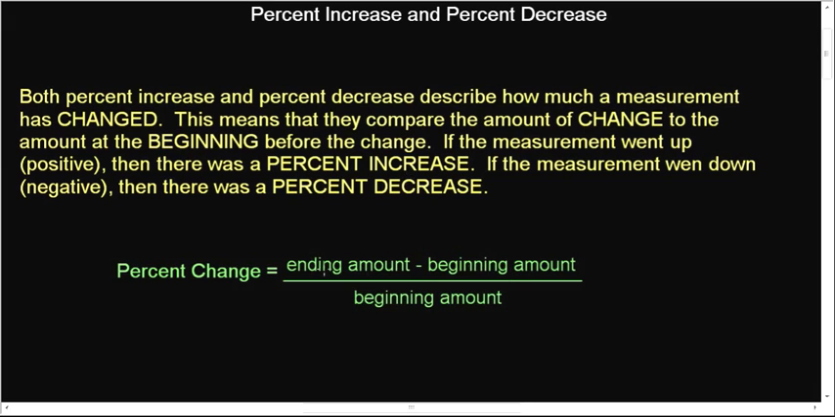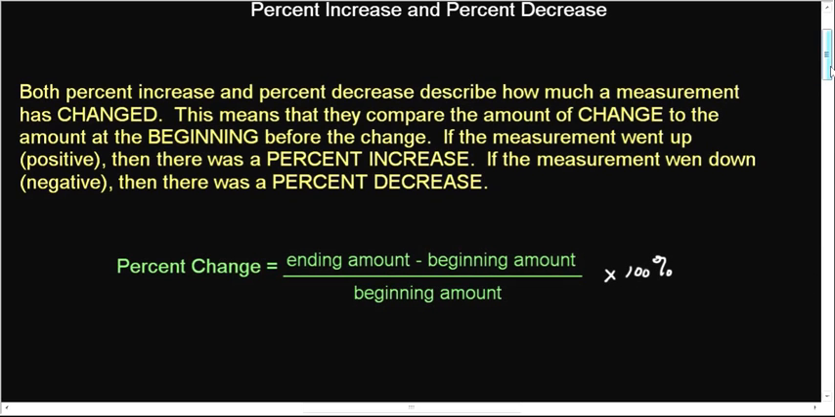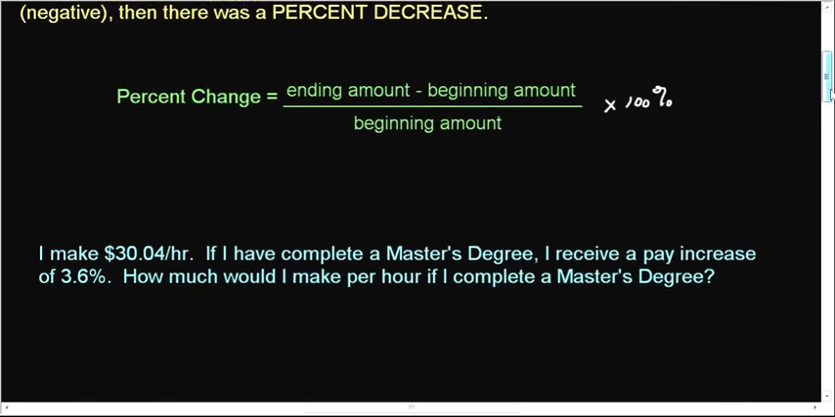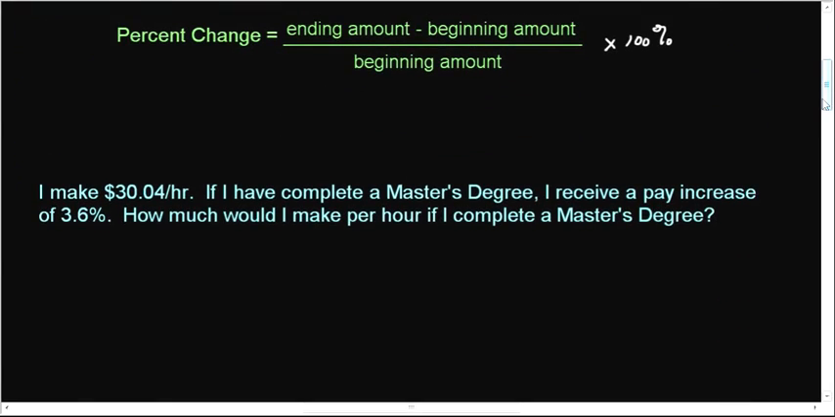So, what you're going to do is take your ending amount, whatever the thing is that you're measuring, and your beginning amount, and you just subtract your beginning from your ending. What you get is the amount of change that happened. But the percent change compares that with the beginning amount, so you divide it by the beginning amount. And for the percent, you multiply by 100%. You're going to get a decimal if you just leave it.